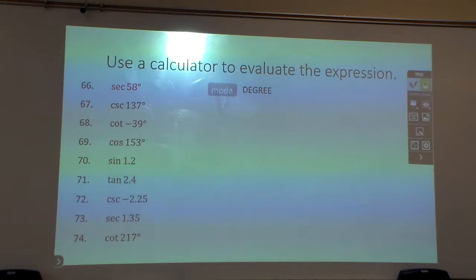Is there a secant button on the calculator? No. You can't just press secant, because secant will give you the wrong answer. What you have to do is 1 divided by cosine. That's how I do it.